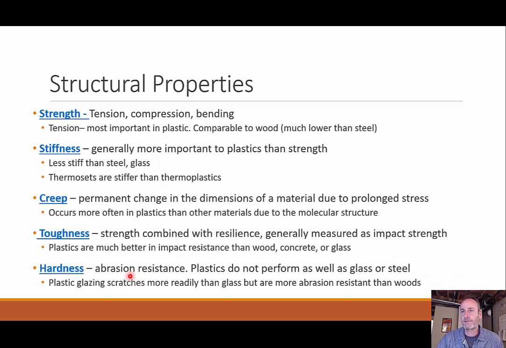So we can look at the structural properties of plastic, the strength of plastic, in tension, which we talked about, compression, and bending. Tension is the most important with plastic. It's actually very strong in tension. It's comparable to wood anyways. It's not as much as steel, but comparable to wood. We can look at the stiffness. Stiffness is more important to plastics than strength. It is less stiff than steel or glass. And if we compare thermosets to thermoplastics, thermosets are stiffer than thermoplastics.